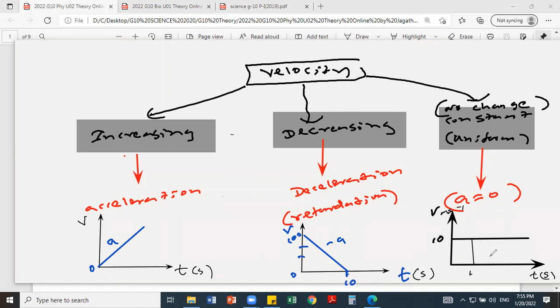After 1 second, velocity 10. After 2 seconds also velocity 10. After 3 seconds also velocity 10. That means what? Velocity no change. After 4 seconds also velocity 10. What is it called? Constant velocity. Velocity no change with time. Is that clear?